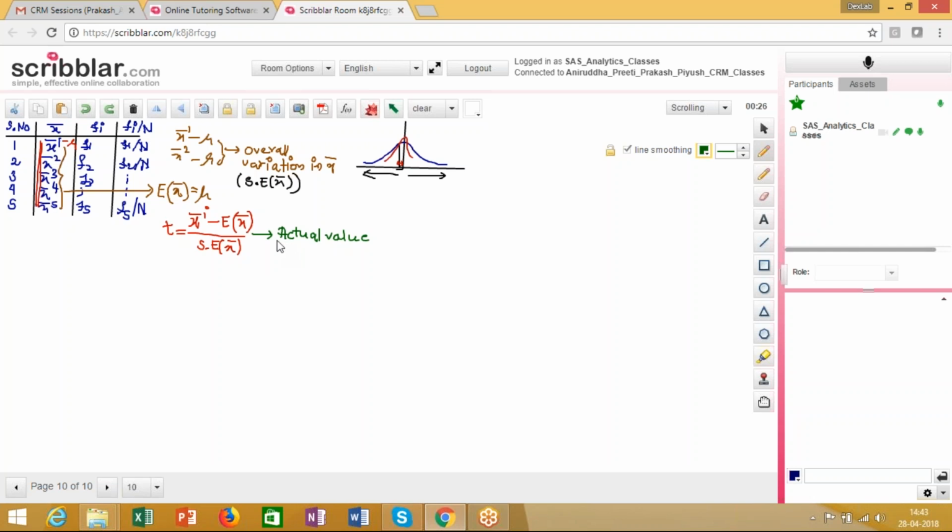Actual value of the statistic is identified, or this is what we call the observed value. So this is what the actual value is. Now the next thing that we need to do over here is to identify the test. We need to create the critical value. Now the question is, how do I create the critical value?